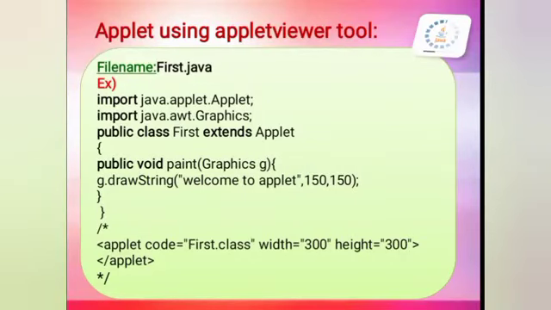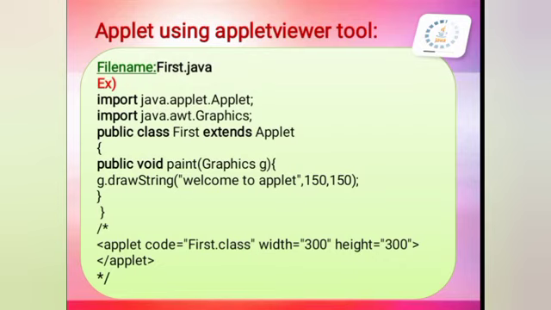The second method is to create an applet program using the appletviewer tool. Instead of creating an individual HTML file, we use the same coding in the Java program in a comment section using the applet tag. Here, the file name is First.java. We use the two basic packages java.applet and java.awt. The class name is First. It extends Applet. Using the paint method, we will display the message welcome to applet at 150 height and 150 width.